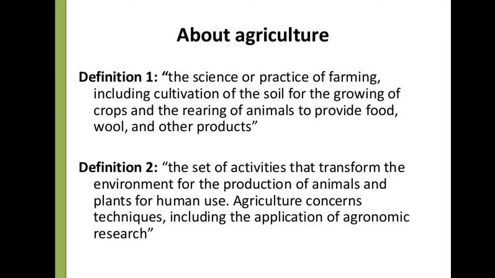Very first, we will study the definition of agriculture. These are the definitions of agriculture. The science or practice of farming, including cultivation of the soil for the growing of crops and the rearing of animals to provide food, wool, and other products. Another definition: the set of activities that transform the environment for the production of animals and plants for human use. Agriculture concerns techniques including the application of agronomic research.